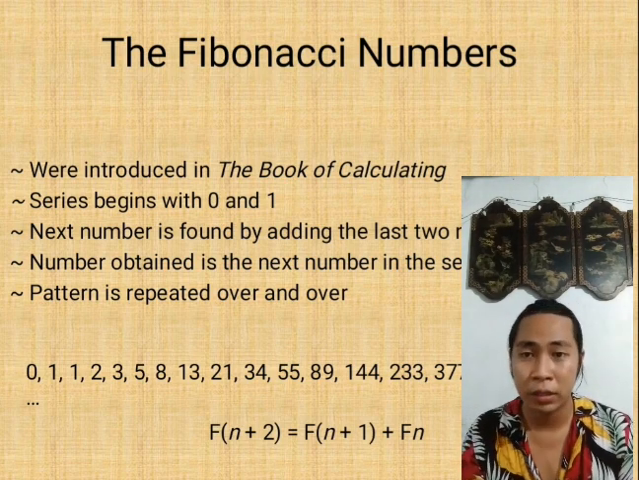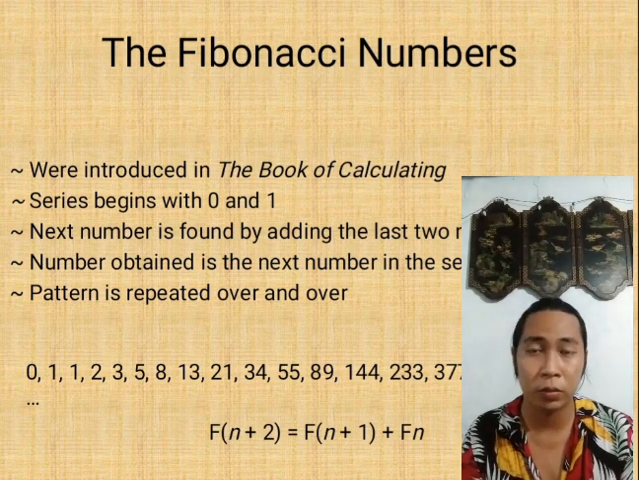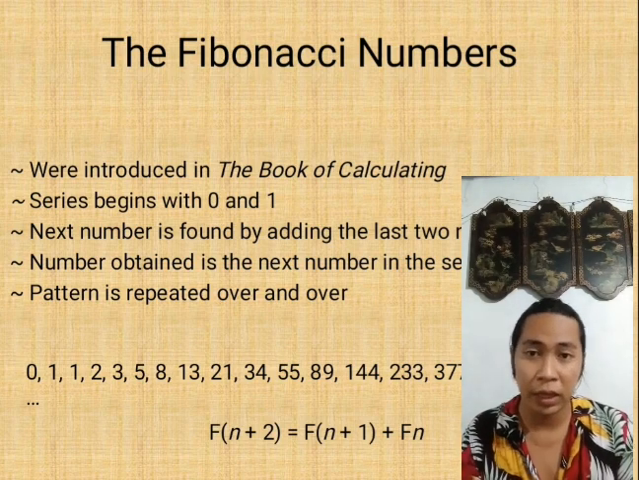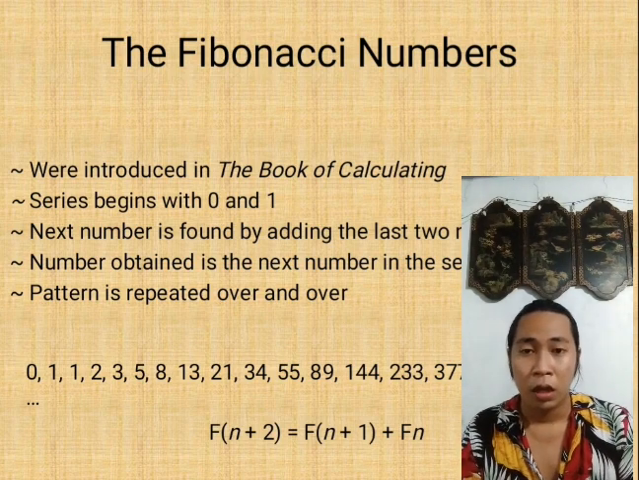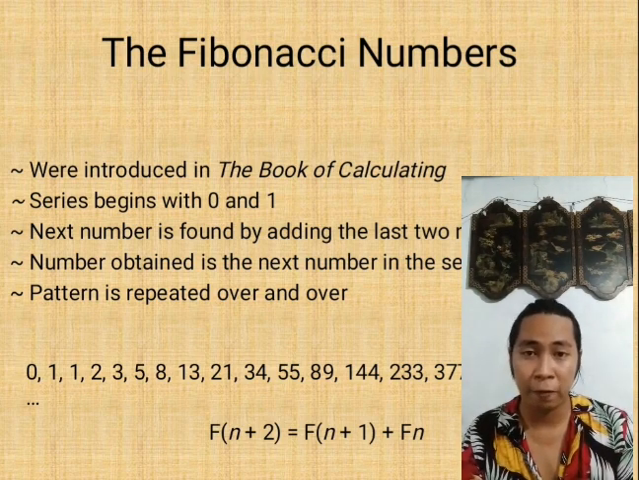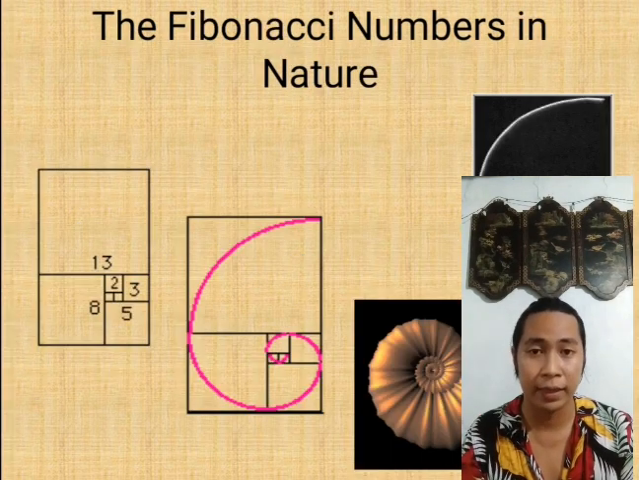For example, take 0 and 1. 0 plus 1 equals 1. 1 plus 1 equals 2. 1 plus 2 equals 3. 2 plus 3 equals 5. And 3 plus 5 equals 8. And 5 plus 8 equals 13, and so on. The formula that we use is F(n+2) equals F(n+1) plus F(n).